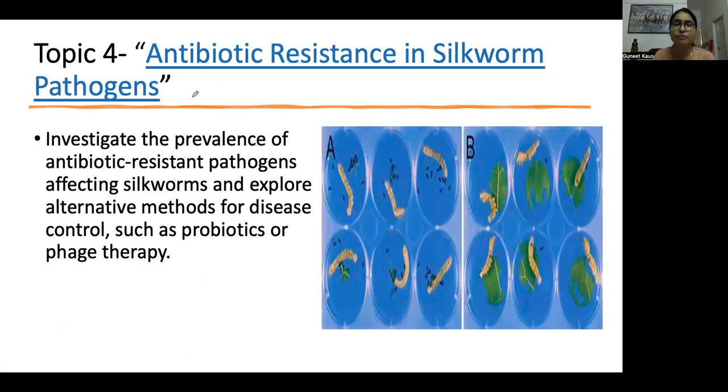Coming to topic number 4, that is antibiotic resistance in silkworm pathogens. When I say antibiotic, it means they fight against bacteria. Resistance, it just stops those pathogens from affecting it anymore. Okay, so how do I elaborate this research topic? Investigate the prevalence. Prevalence means what all are present.